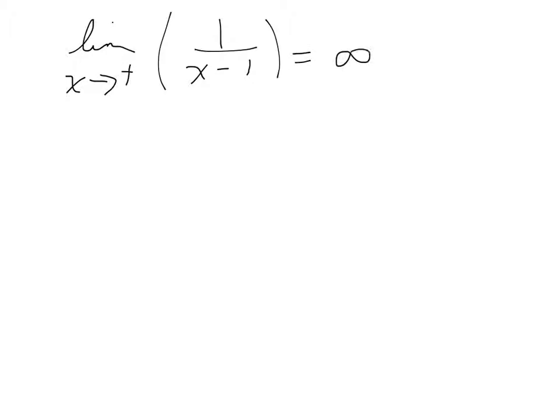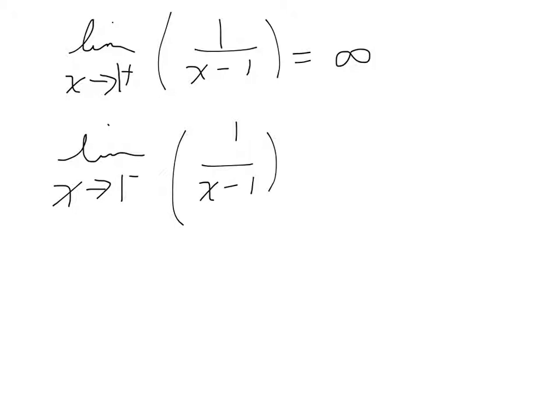In the last class we talked about this: the limit of 1 over x minus 1 as x approaches 1 from the right is infinity, and the limit of 1 over x minus 1 as x approaches 1 from the left is minus infinity. Okay, so we just said that last time.